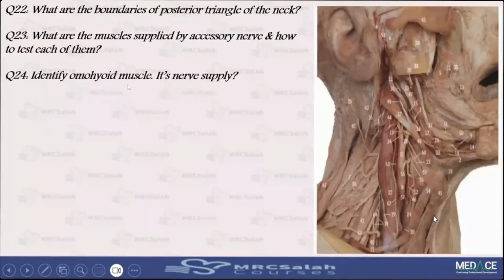Do you identify the omohyoid muscle, please? Omohyoid muscle, superior belly is 54, inferior belly is 21.